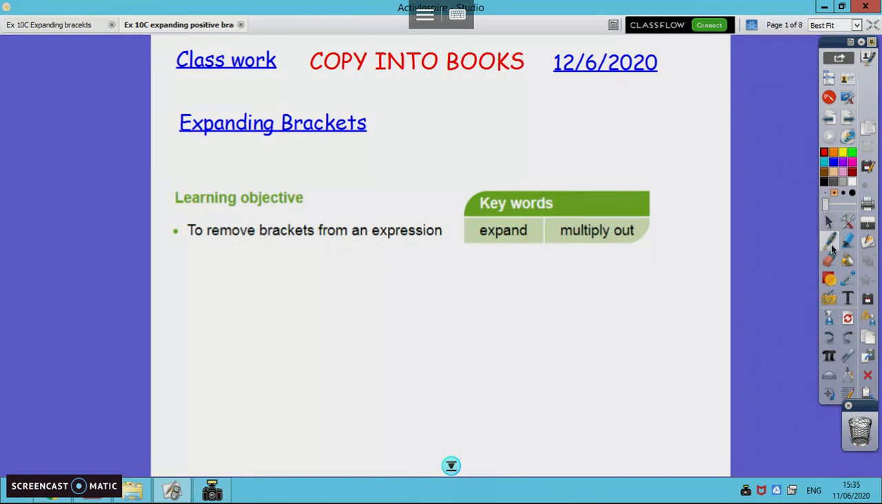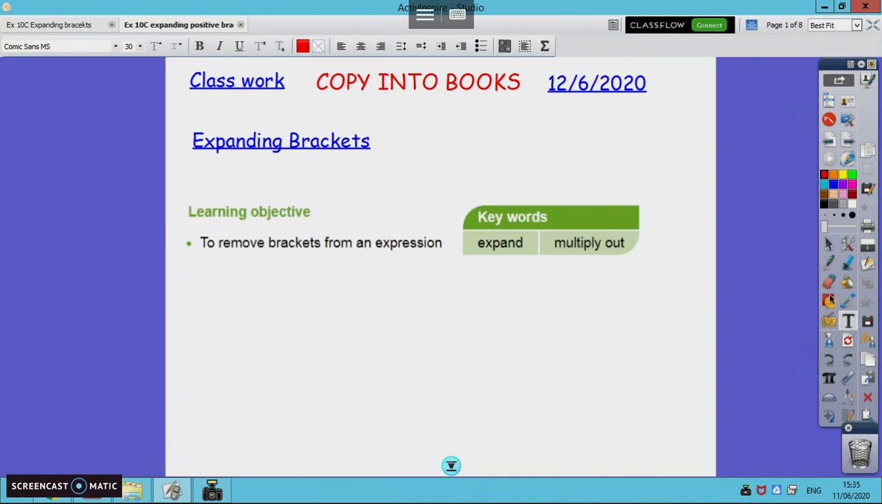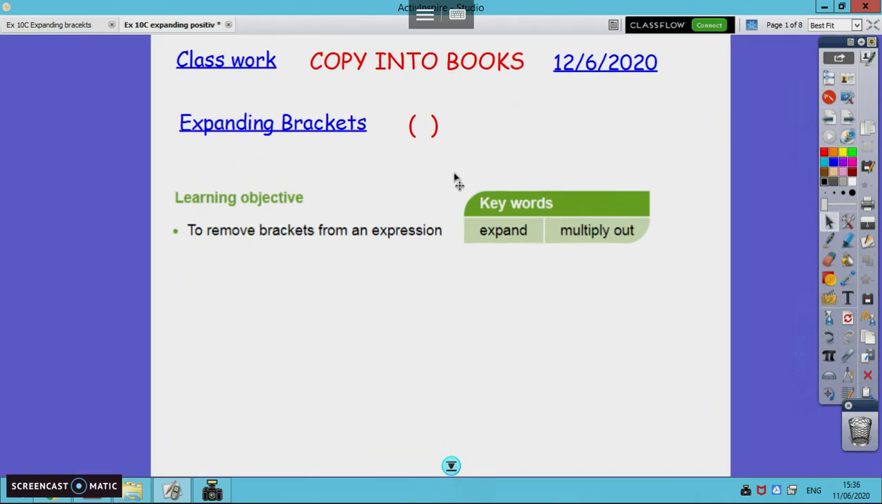So today we're going to move on a little bit from like terms, and we're going to talk about expanding brackets in algebra. Okay, so we know what brackets look like. We know that brackets look like this. And you might think, what does expand brackets mean? And that's what we're going to find out today. So there's a pair of brackets there.